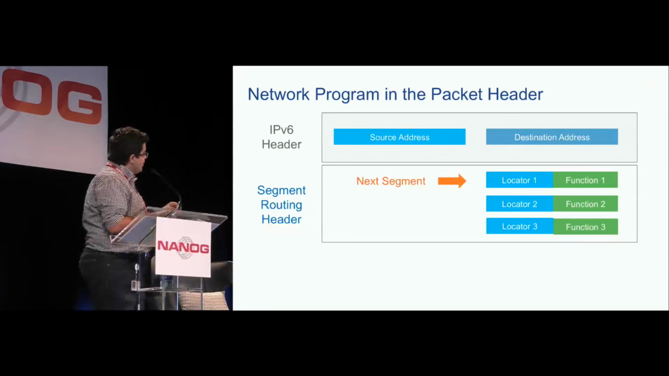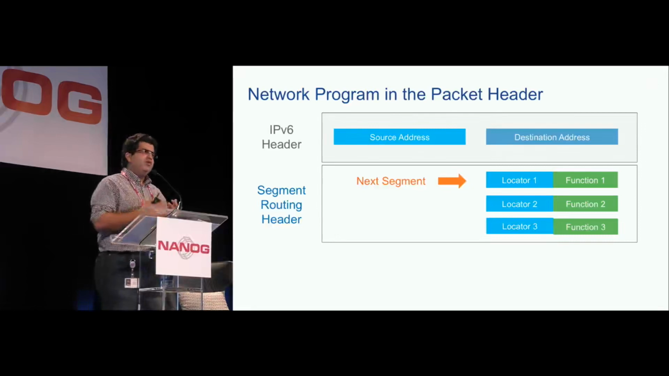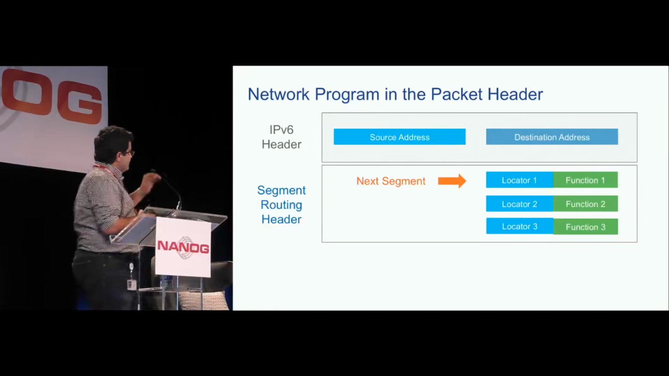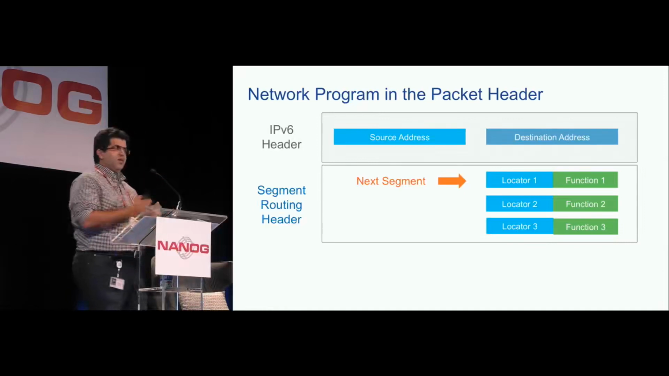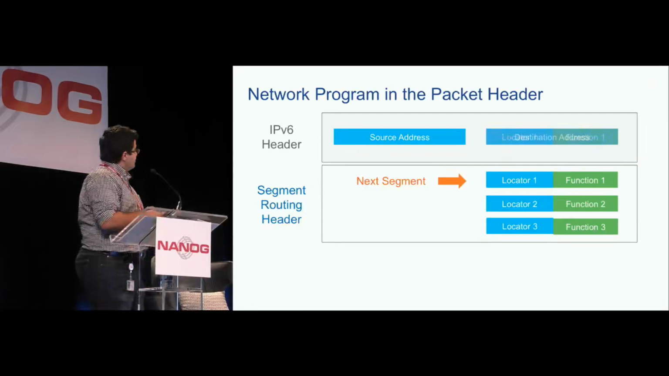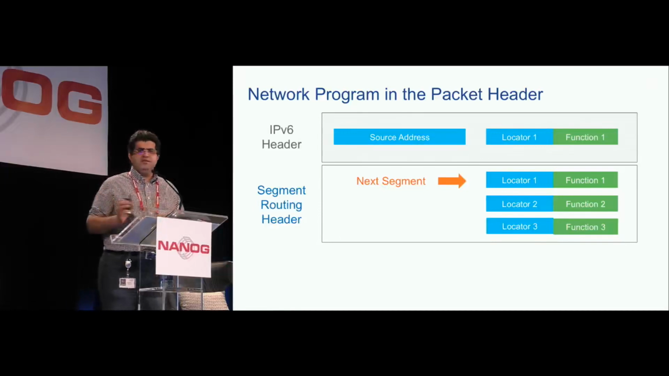Here, we are going to encode a network instruction, which is really a network program on how the packet should traverse the network from point A to point B. It's a sequence of instructions on what to do next. For example, in this particular case, you have a next segment with a locator, which takes you to that particular node, and you have a function on what to do on that particular node. We copy that information into the destination address field of the outer IPv6 header. Once that information is there, the packet just traverses the network using normal IPv6 routing.